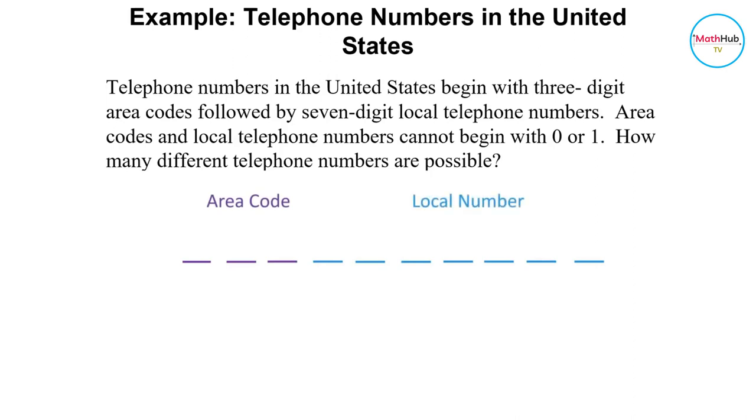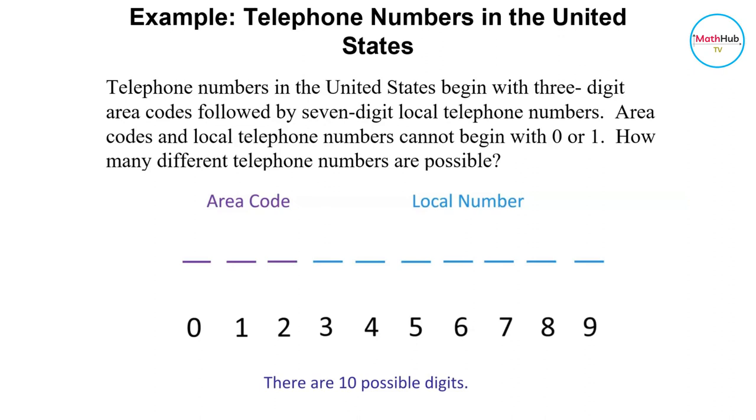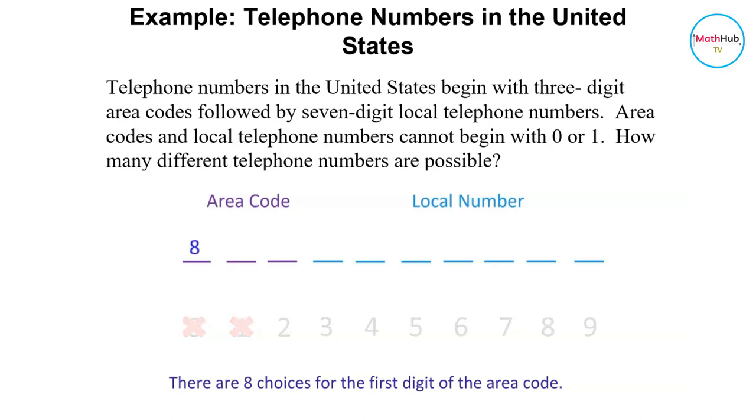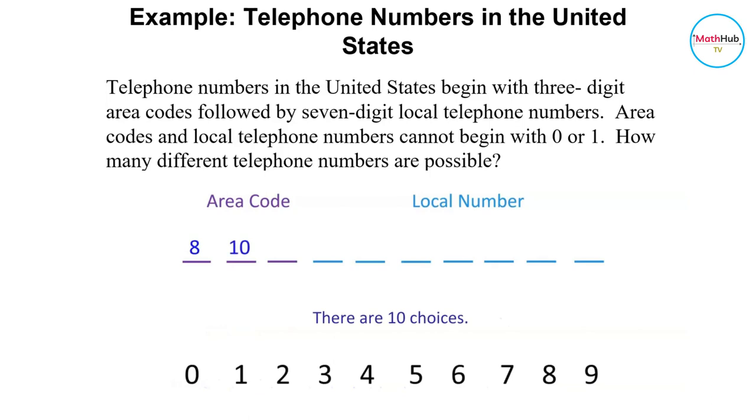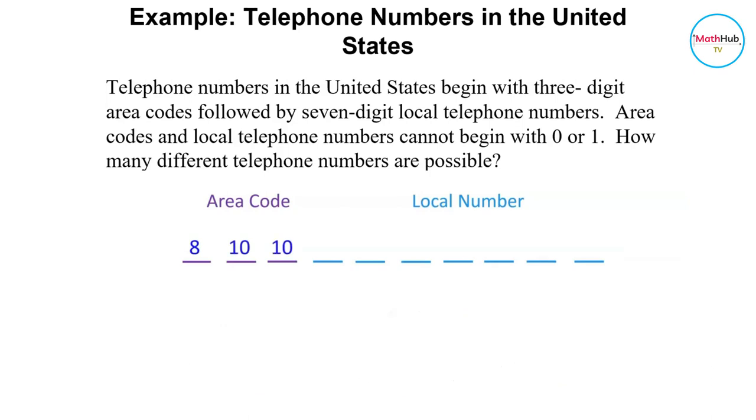We have area code followed by the 7-digit local telephone number. Note that the area codes and the local telephone numbers cannot begin with 0 or 1. As for the digits, we have 10 different options: 0, 1, 2, 3, 4, 5, 6, 7, 8, 9. That makes 10 different possible digits for each of the numbers. For the area code, since the first digit cannot be 0 or 1, out of the 10 different options, we only have 8. For the next digit, we still have 10 choices and also 10 for the third digit. For the local telephone number, the first digit also cannot be 0 or 1. That leaves us 8 choices for the first digit and 10 choices for each of the digits after the first.